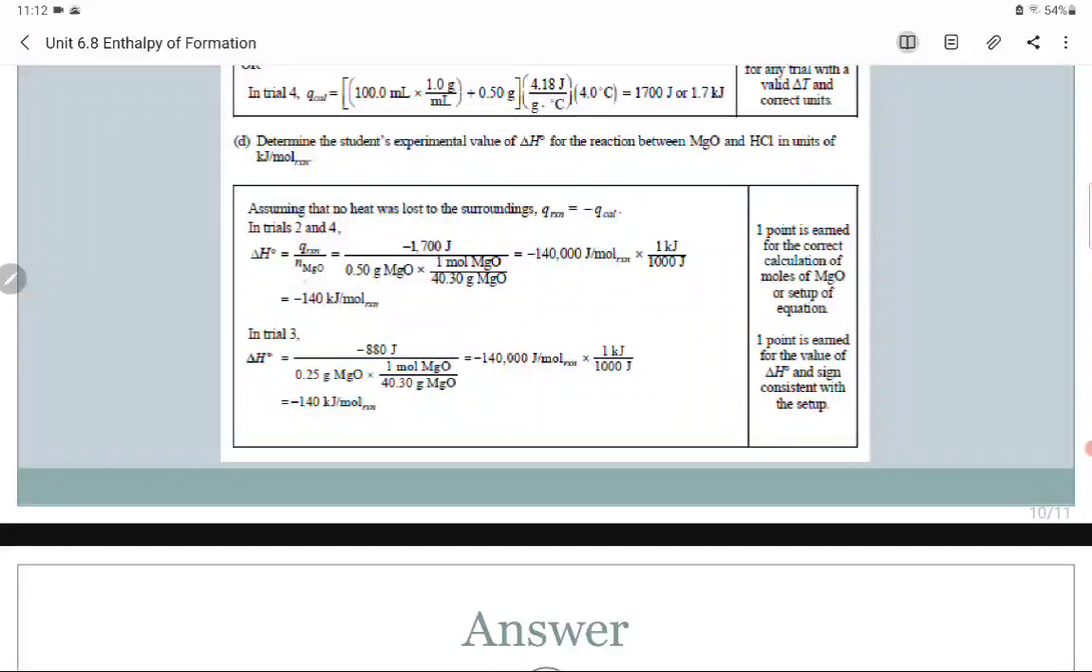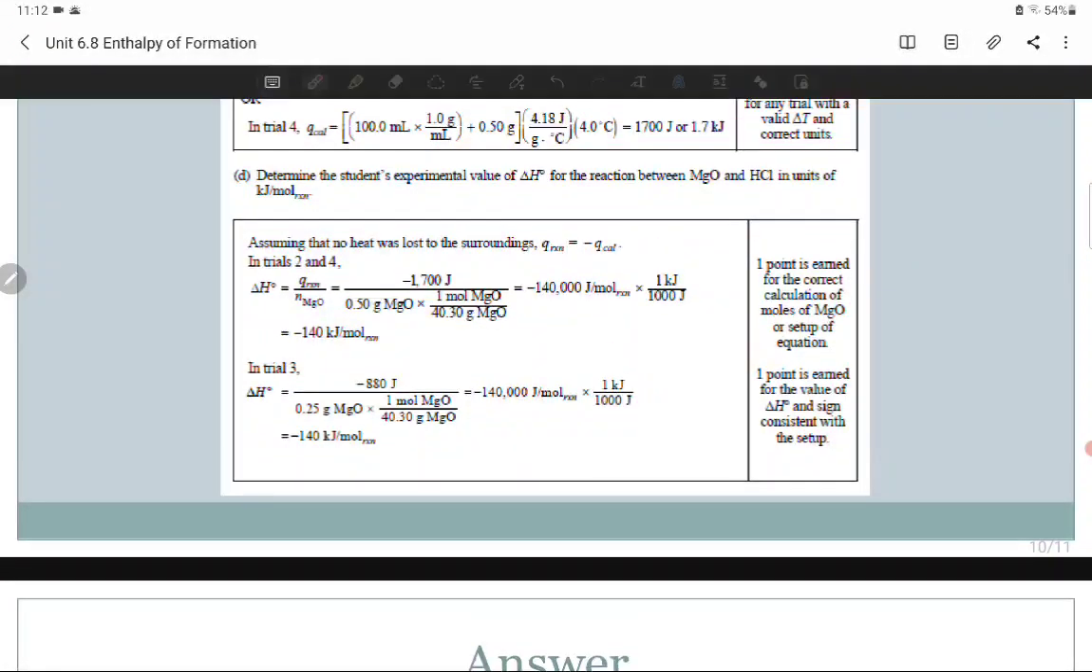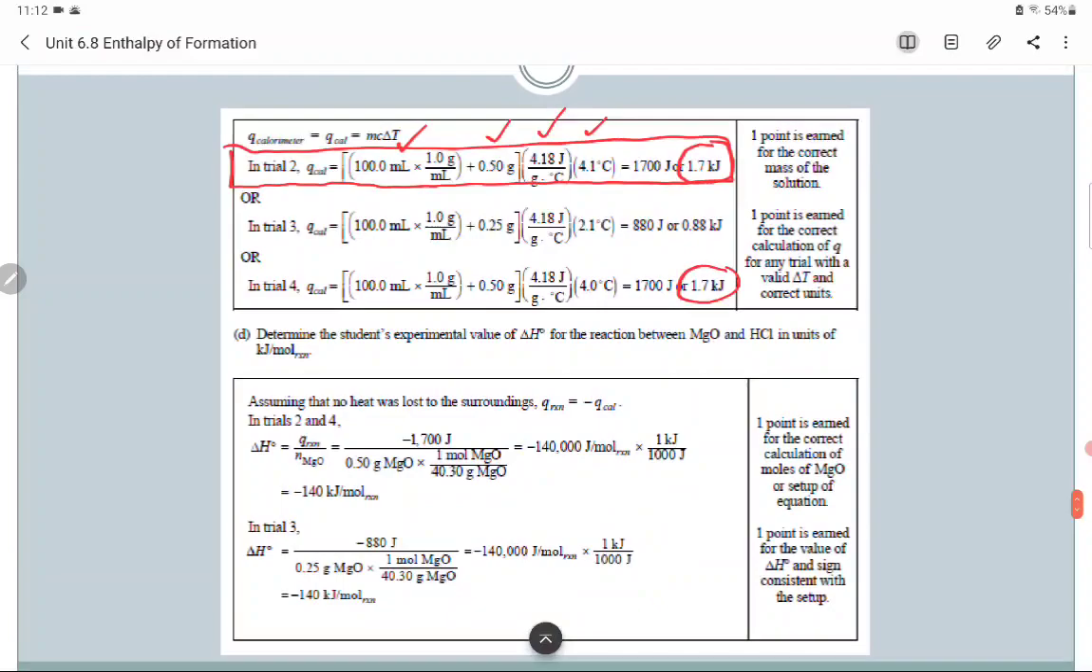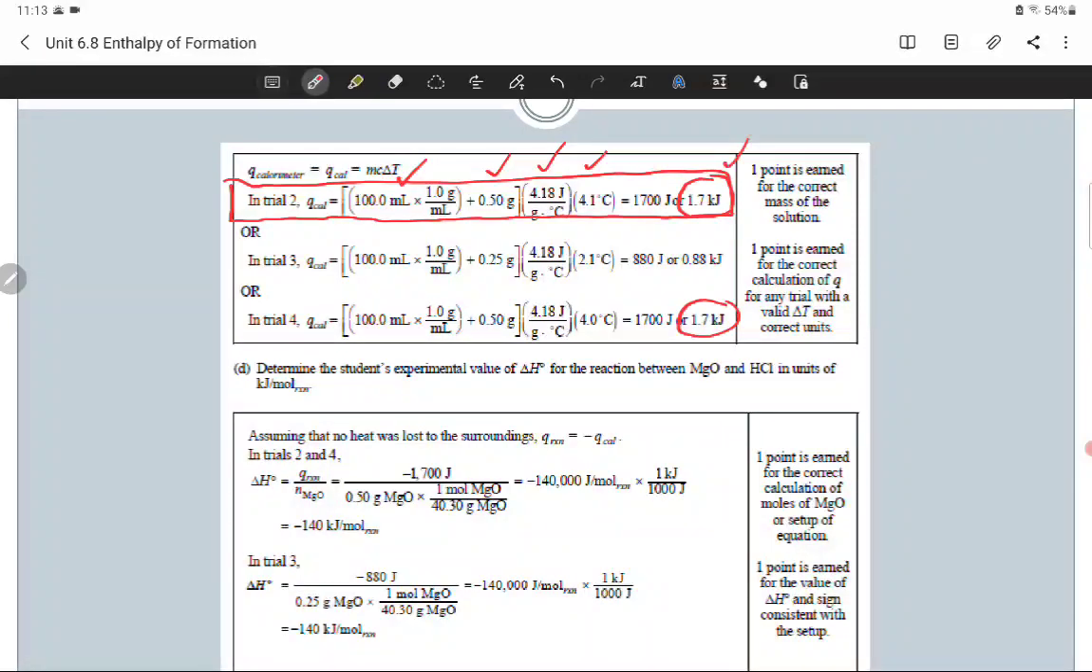We'll talk about the sign in a second. So we had the 1.7 kilojoules, because I did trial 2. Moles of limiting reactant, we'd already determined what that was, but they did it again. And then there's our joules, but we had the 1.7 kilojoules. They just converted that again here. So they get 140 kilojoules per mole.